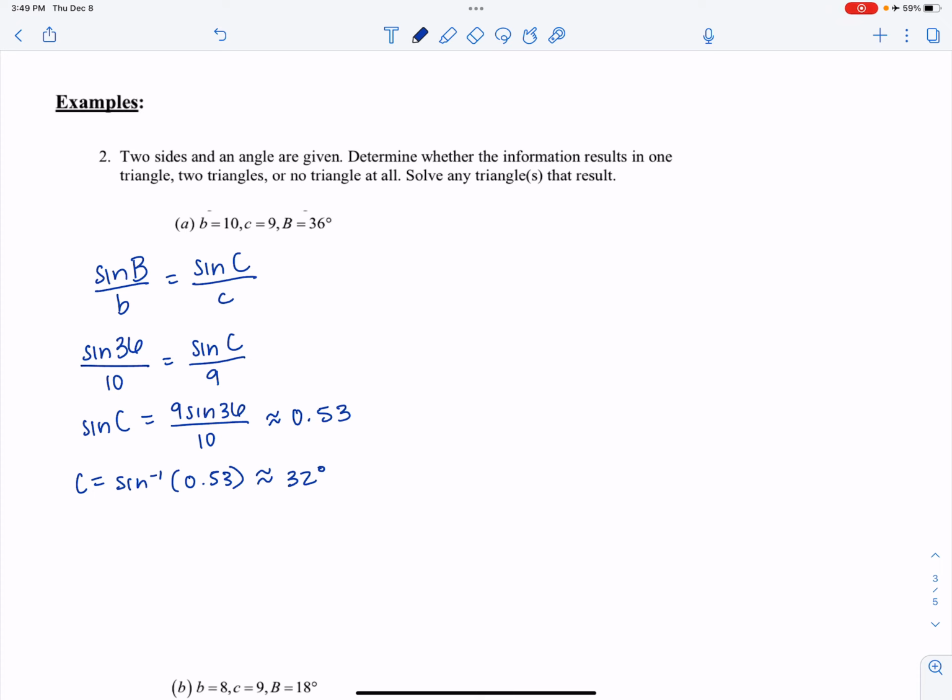And the way to check if it makes 1, 2, or no triangles is by using this angle. So 32 degrees, that could be one of them, right? So let's say that C1 is 32 degrees. And if we wanted to check that there was another angle, then we would take our 180 minus that 32 that we found.